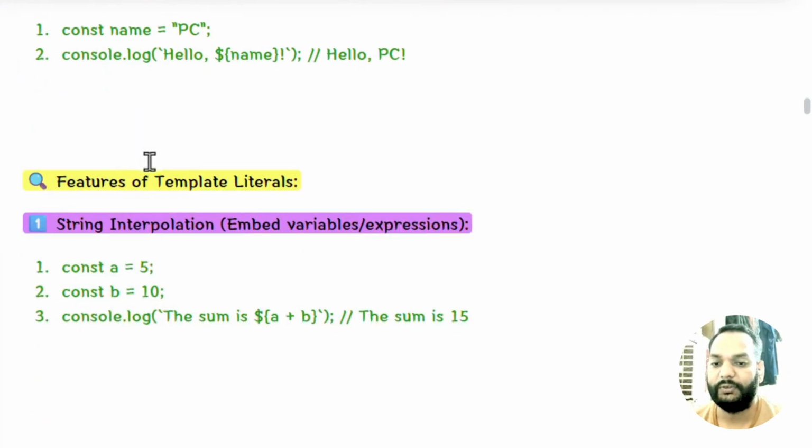We will learn the features of template literals. So first one is string interpolation, embedding variables or expressions of JavaScript. First of all, we have two variables, a and b, and we have console.log, and we are using the backtick sign, and then we have a string, which is "the sum is", and then we are using this variable by using a dollar sign and then curly braces, and inside the curly braces we have to define the name of this variable, and finally we have the output, because 10 plus 5 is equal to 15.